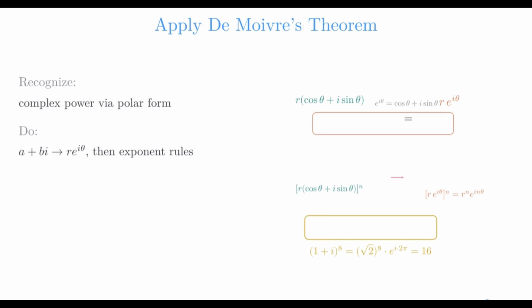De Moivre and Euler both say the same thing. Scale the modulus, rotate the angle. r e to the i theta, raised to the n, equals r to the n times e to the i n theta. One formula, no trig expansion needed.